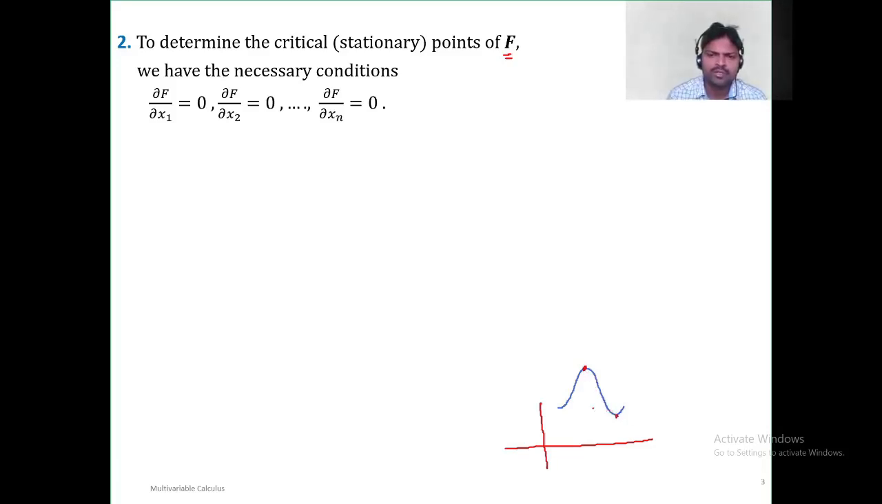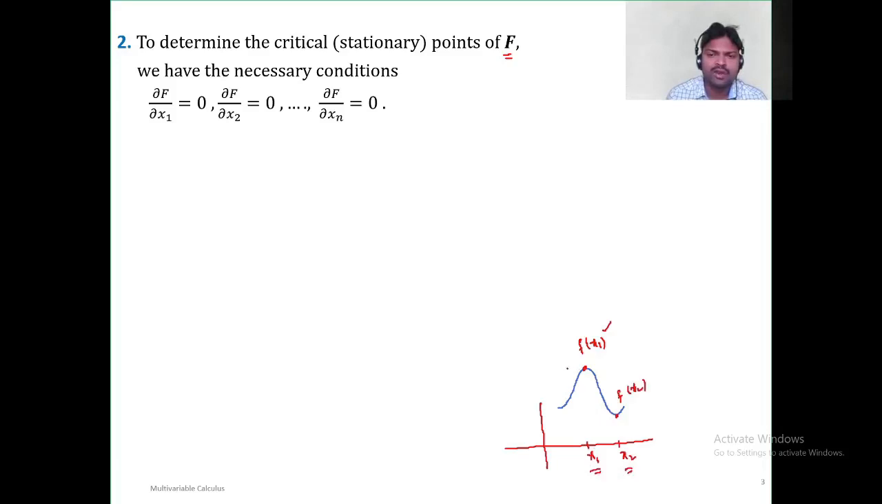For example, this point is x1, and the corresponding function value is f of x1. Therefore f of x1 is the maximum value. And this point is x2, with corresponding function value f of x2, which is a minimum value. First I need to know what x1 and x2 are. These are called critical points. So how do we find these points?